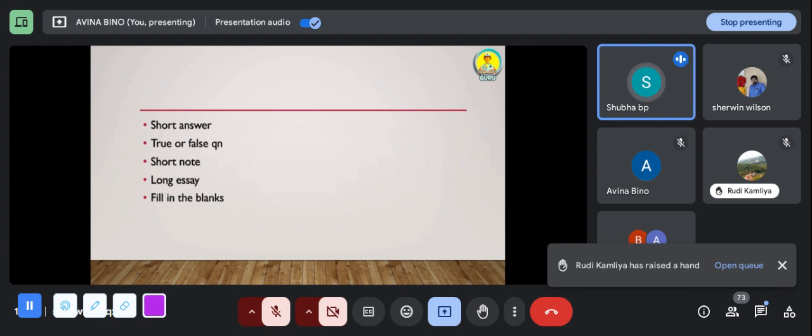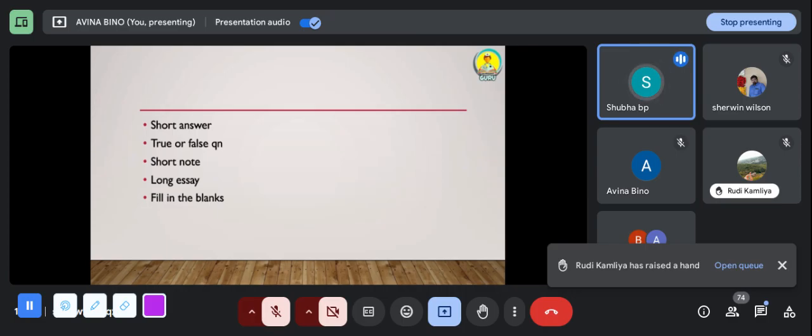And next they will ask true or false questions. There will be one statement, and they will ask whether it is true or false. If the statement is true, you should mark true. If the statement is false, you need to mark false. Each question carries 1 mark.